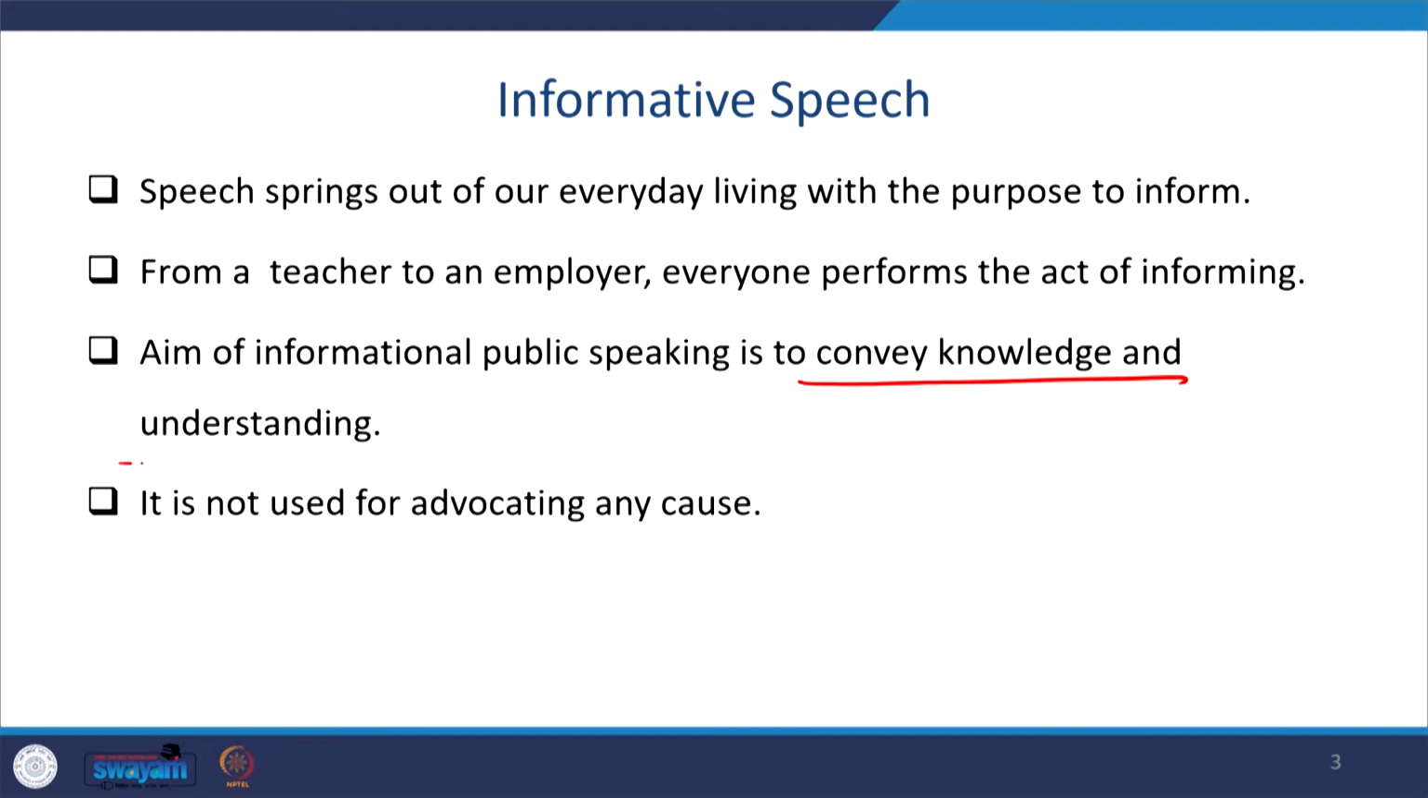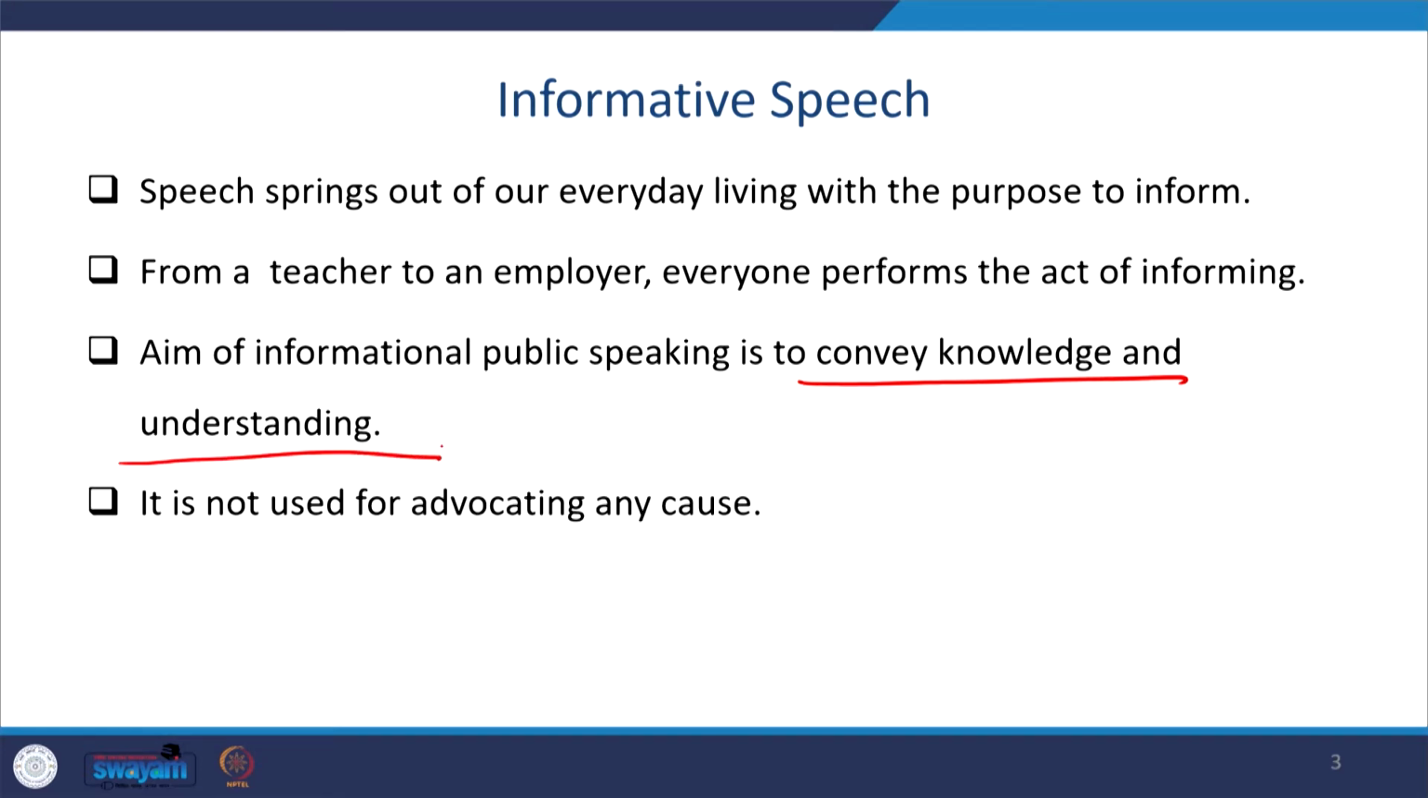Speech springs out of our everyday living with the purpose to inform, and that you have been doing either as a student also when you are supposed to give a short presentation in a class, then you are going to inform them. As a teacher also you are going to inform them. As an employer you are going to inform them. Whatever be the topic, everyone has to perform the act of informing. So, the aim of informational public speaking or informational speech is to convey knowledge and understanding.